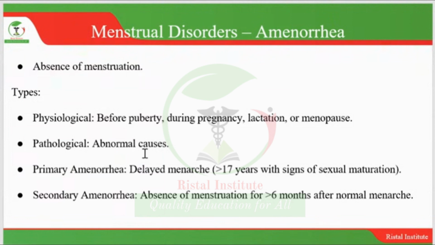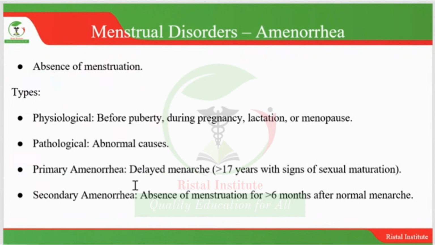Then the second type we have is pathological amenorrhea. This one is the abnormal one, and this is due to some causes as we shall look ahead as we continue. Then primary amenorrhea refers to delayed menarche.